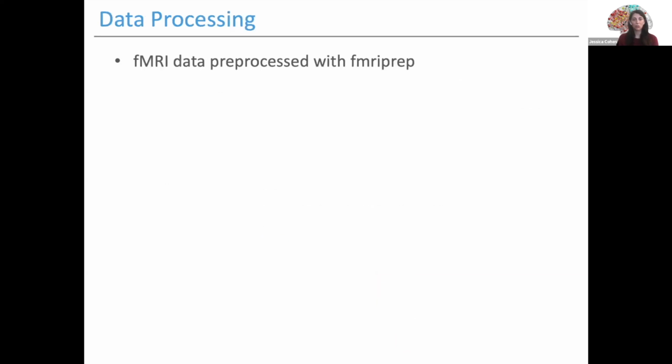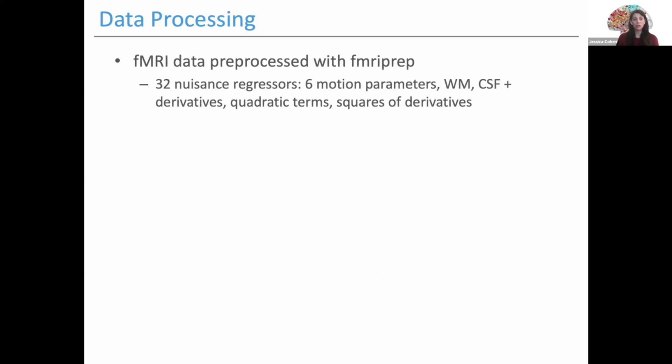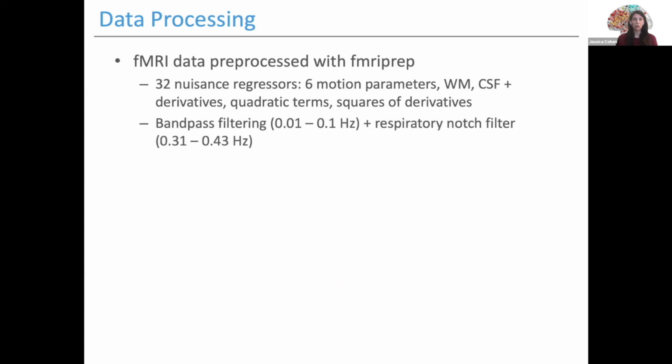We use standard pre-processing for our data with fMRIPrep. We included 32 nuisance regressors, which includes 6 motion parameters, white matter, and CSF, as well as their derivatives, quadratic terms, and the squares of derivatives. We also used a standard bandpass filter, and we added on top of that a respiratory notch filter, given recent evidence that movement of the magnetic field during respiration can artificially impact frame-wise displacement estimates.